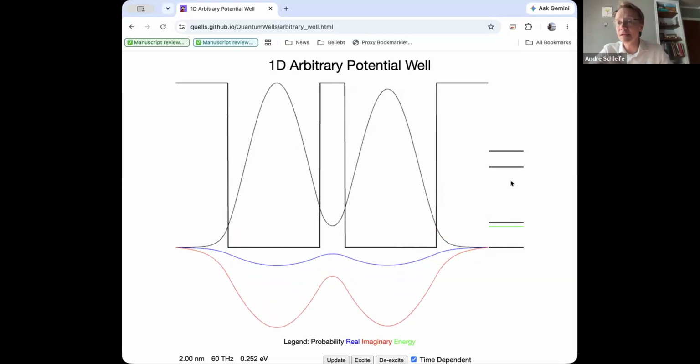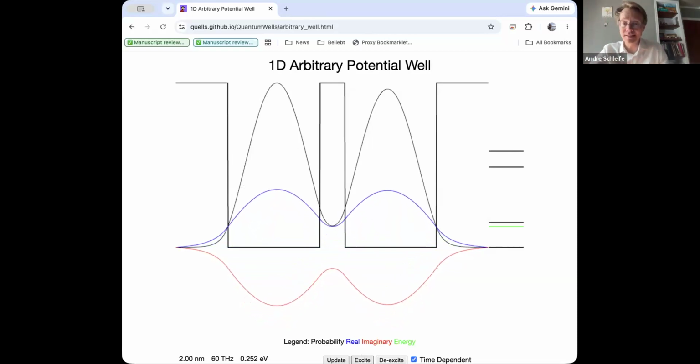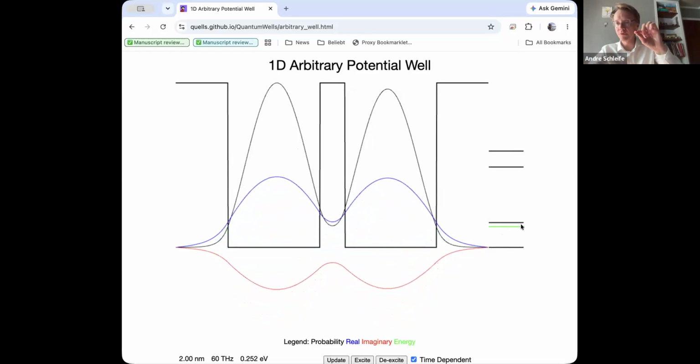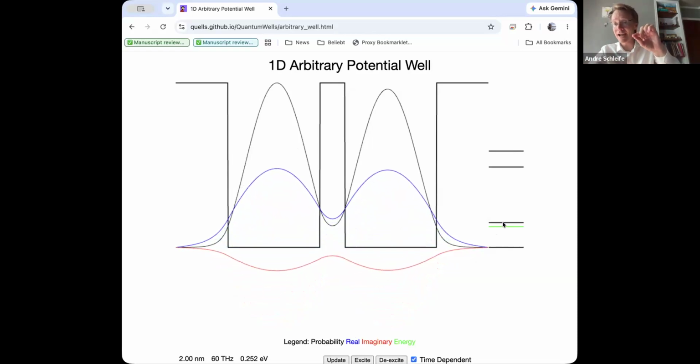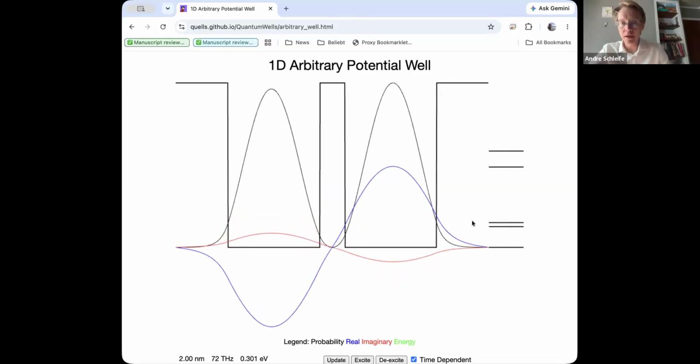And then we also see the energy states over here. Right now we're looking at the lowest energy state. You can also excite. That means we take it from this green level here to the next higher one. So let me click this button. So we are now here. That is the next higher energy state, and so on. You can excite again.